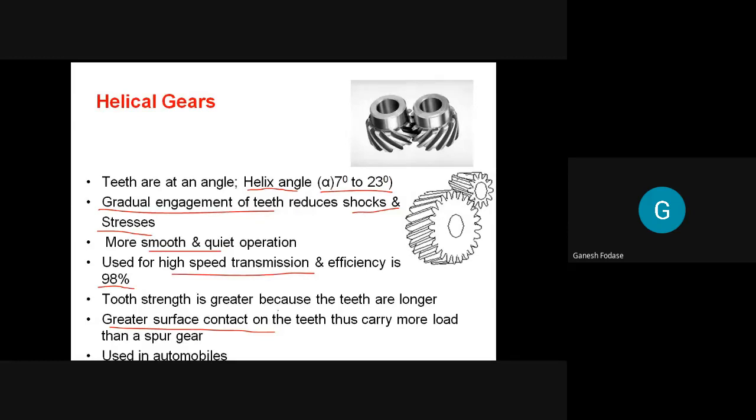So this is all about the basics of helical gear: what the helix angle is, how much the range is, and how helical gears are used for quiet operation, meaning there is quieter operation as compared to spur gear. Efficiency is about 98%, and they're used for high-speed transmission.